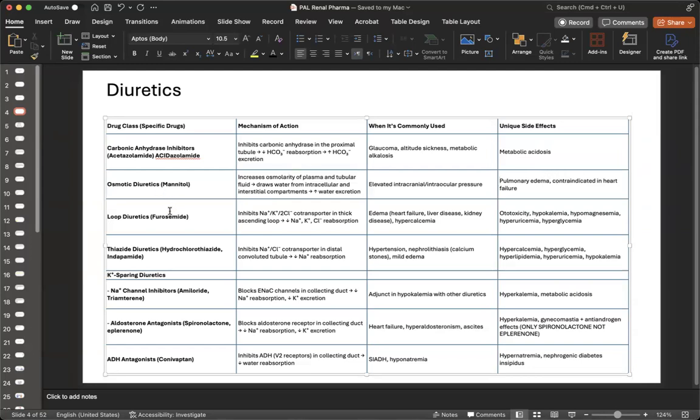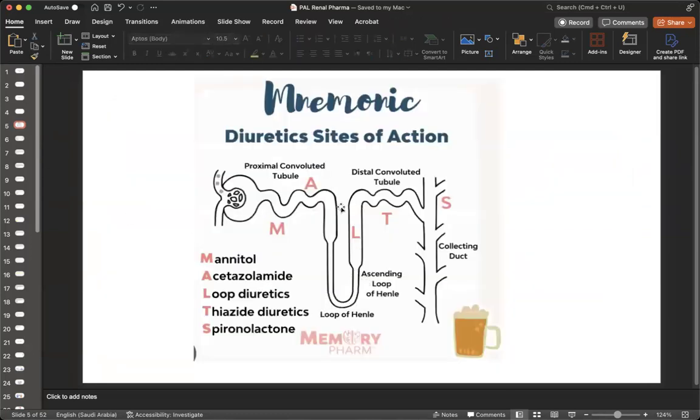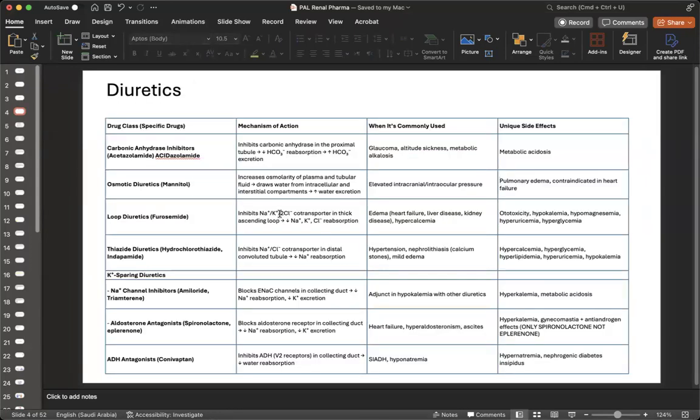Now, loop diuretics. Loop diuretics work in the ascending loop of Henle by inhibiting a receptor. What receptor is that? It's the sodium potassium 2 chloride cotransporter in the thick ascending loop. Furosemide, loop diuretics. Loop diuretics are extremely important. You're always going to see them, okay? If it inhibits sodium, sodium is going to get kicked out and water is going to follow sodium. So you want to kick out sodium. Why? Because water will follow sodium.